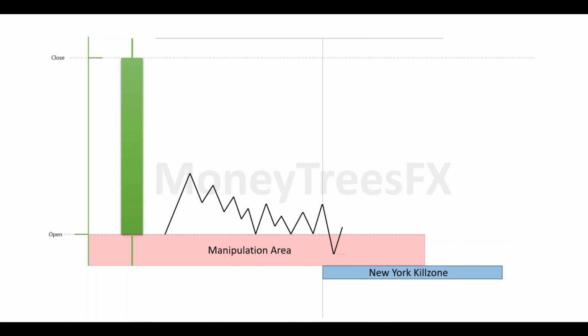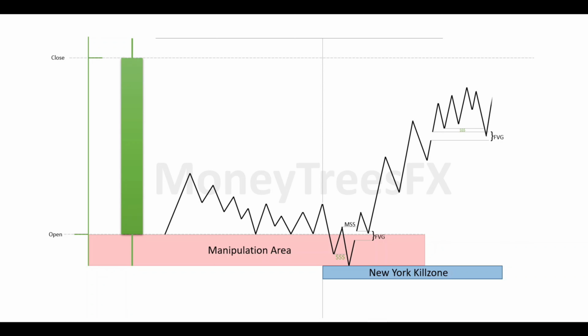So when price starts trading into the intended direction, it's called distribution. So this will make the high of the day and consolidate and start the cycle all over again. So the lesson here is that you should take your trades in the manipulation area, which is below the opening price if you're bullish. If you're taking sells, it should be above the opening price.